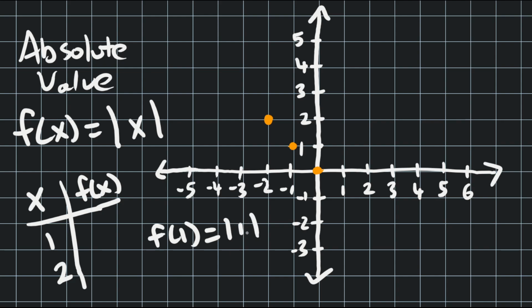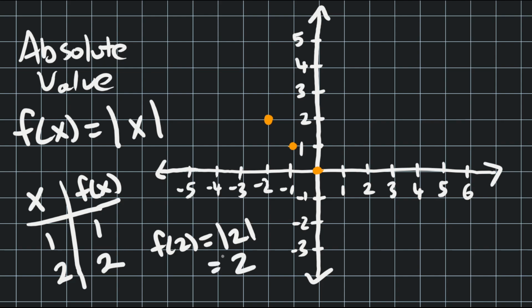Absolute value of 1 is 1. So this is just positive 1. f of 1 equals 1. And same thing with the f of 2. f of 2 equals the absolute value of 2. Absolute value of 2 is just positive 2. So f of 2 equals 2.